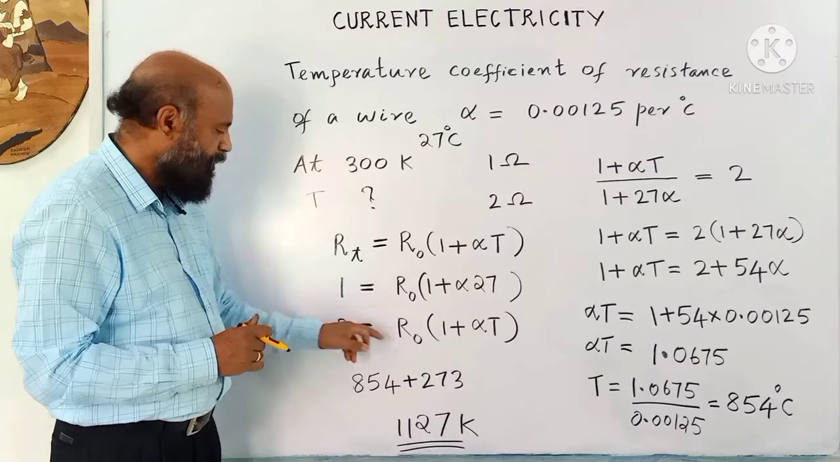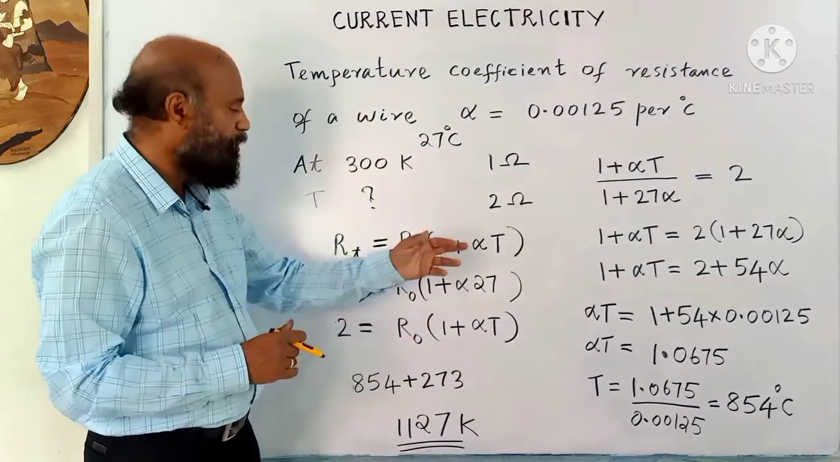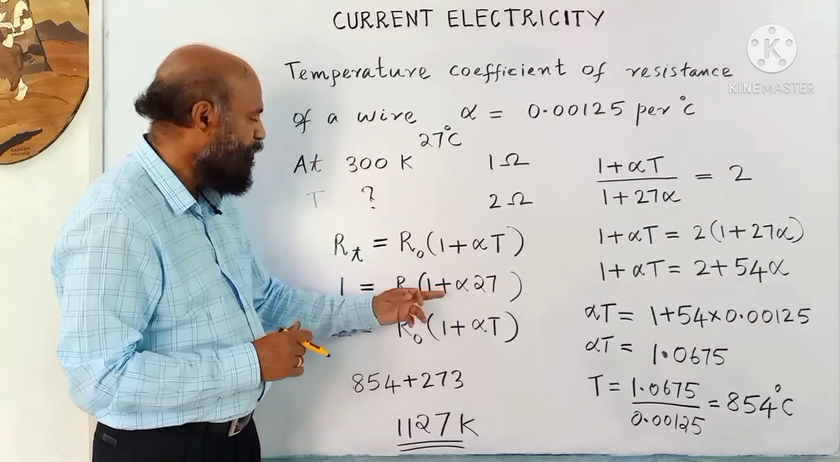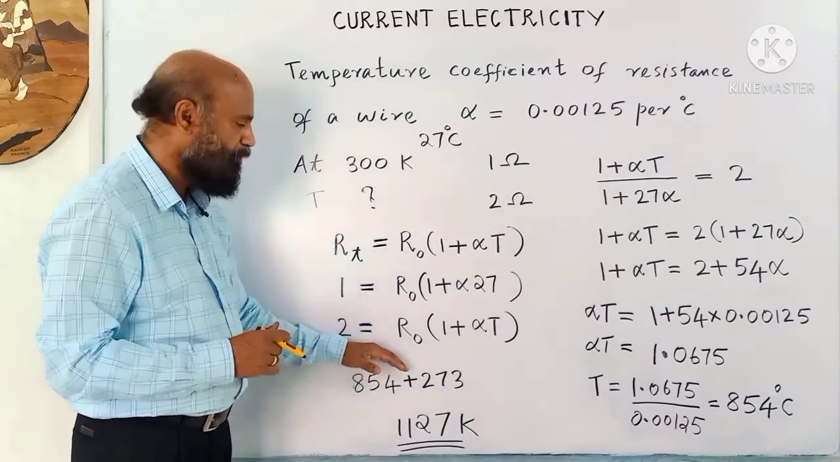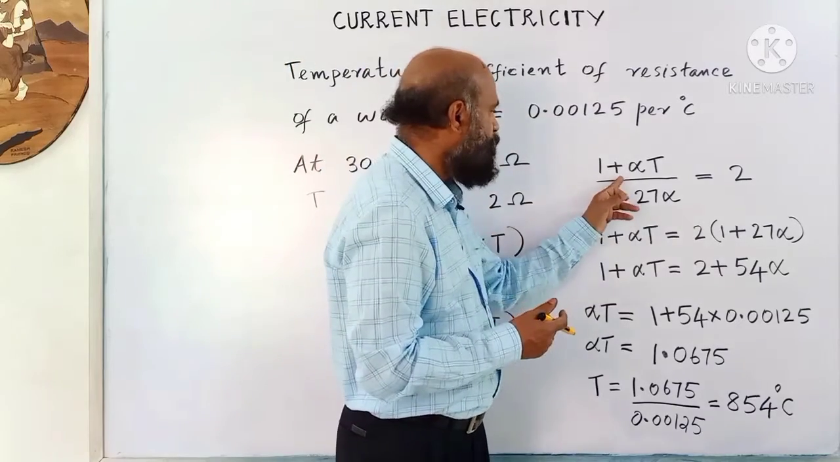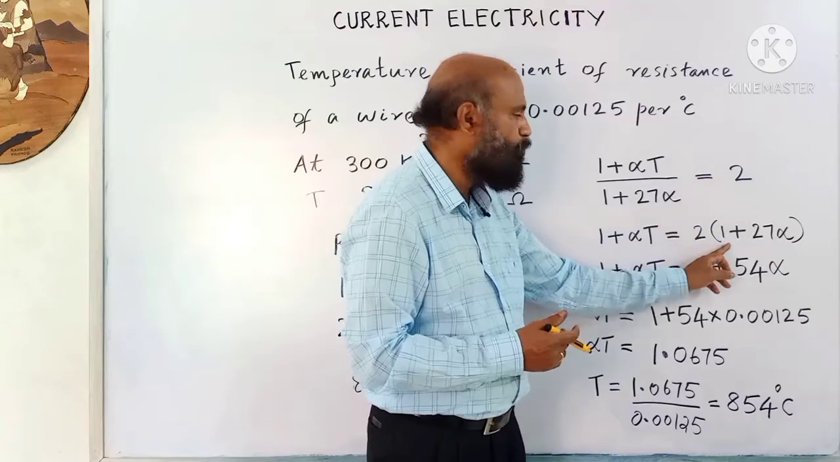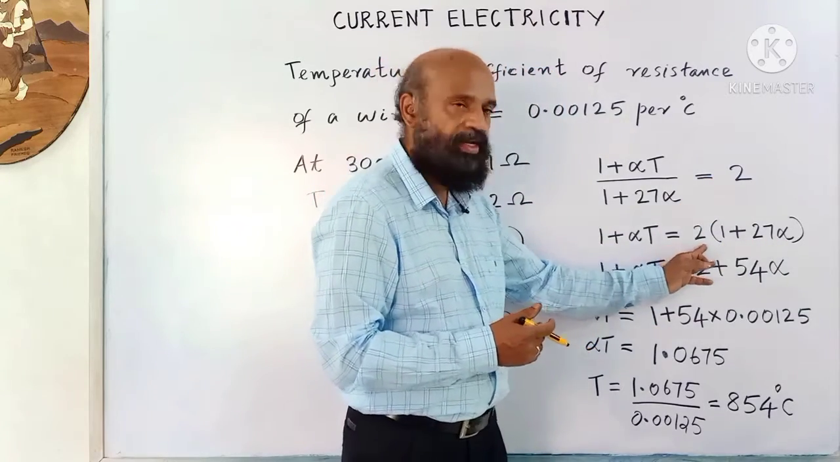Now R0 will get cancelled. So 2 by 1 is equal to 2, which is 1 plus alpha T divided by 1 plus 27 alpha. When you divide this equation by this equation, you will arrive at this equation. Now from this we can write: 1 plus alpha T is equal to 2 into 1 plus 27 alpha. So you remove this bracket.